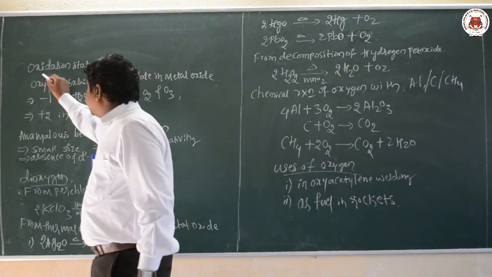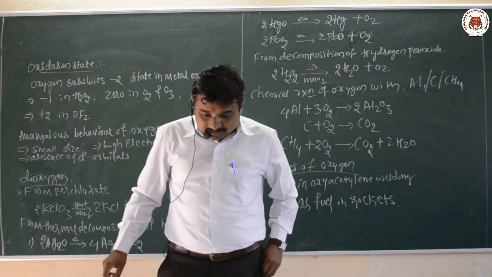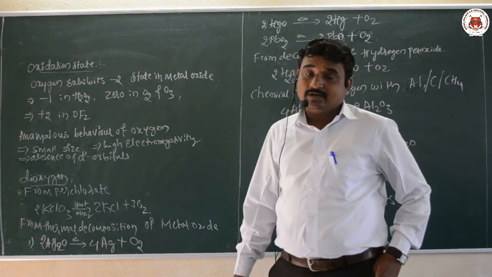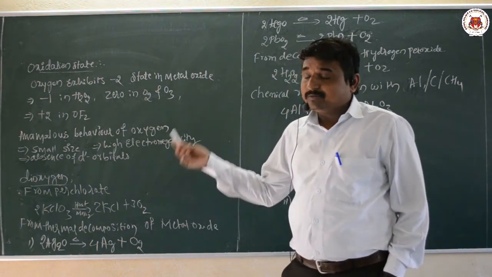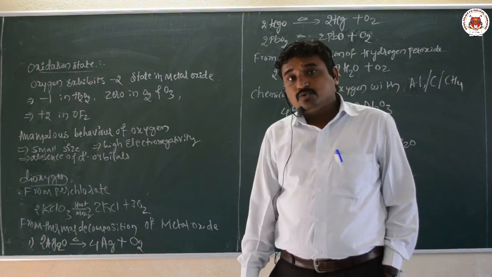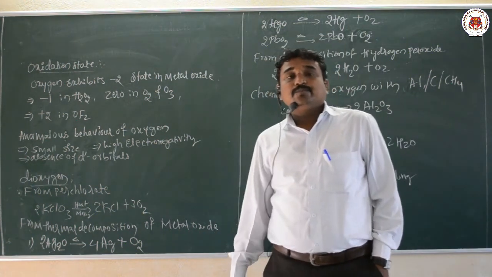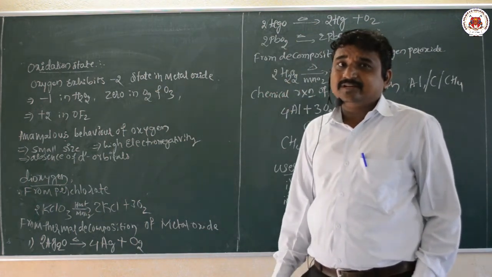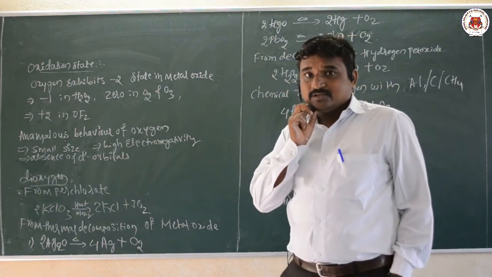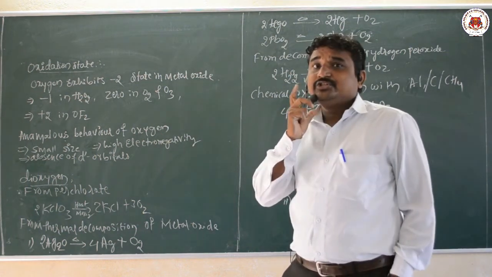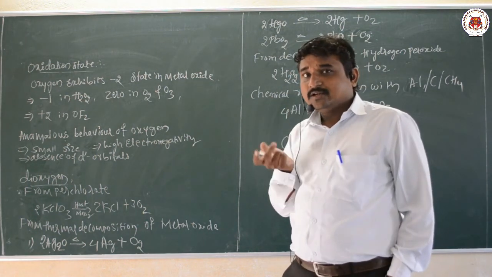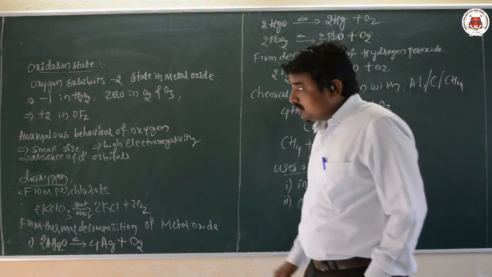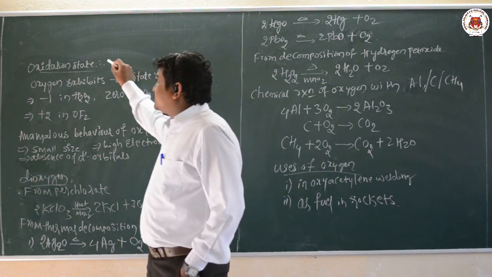Now, continuing with the next property, that is oxidation state. Oxygen exhibits an oxidation state of -2 in metal oxides, -1 in hydrogen peroxide, and 0 in O2 and O3, dioxygen and ozone. Whereas in OF2, oxygen exhibits a +2 oxidation state. So this is about the oxidation states exhibited by the oxygen atom.